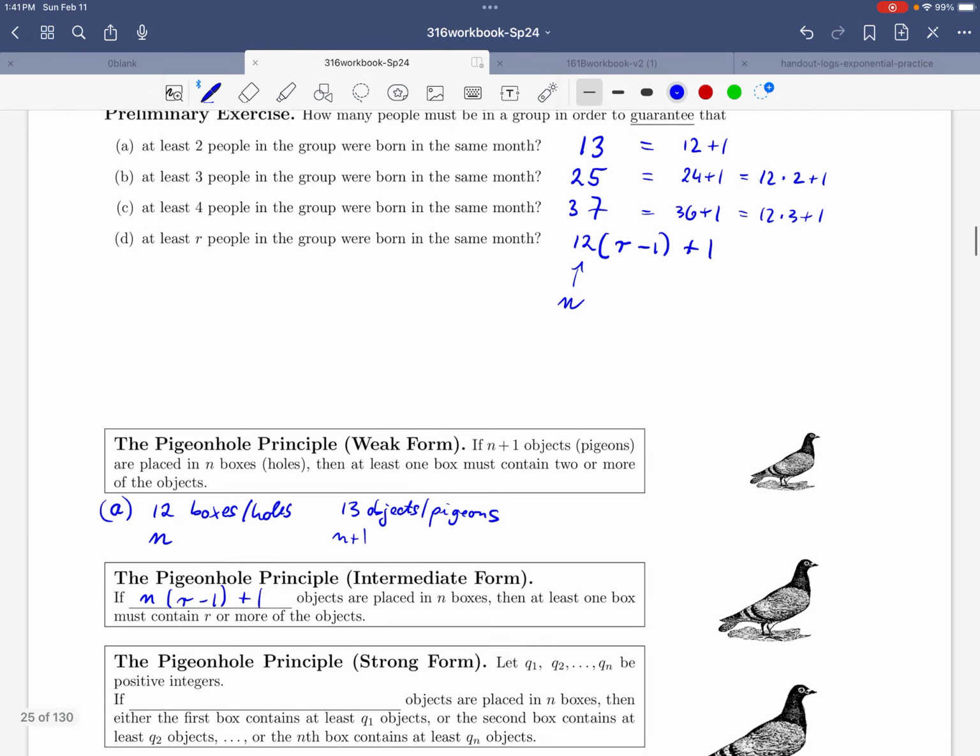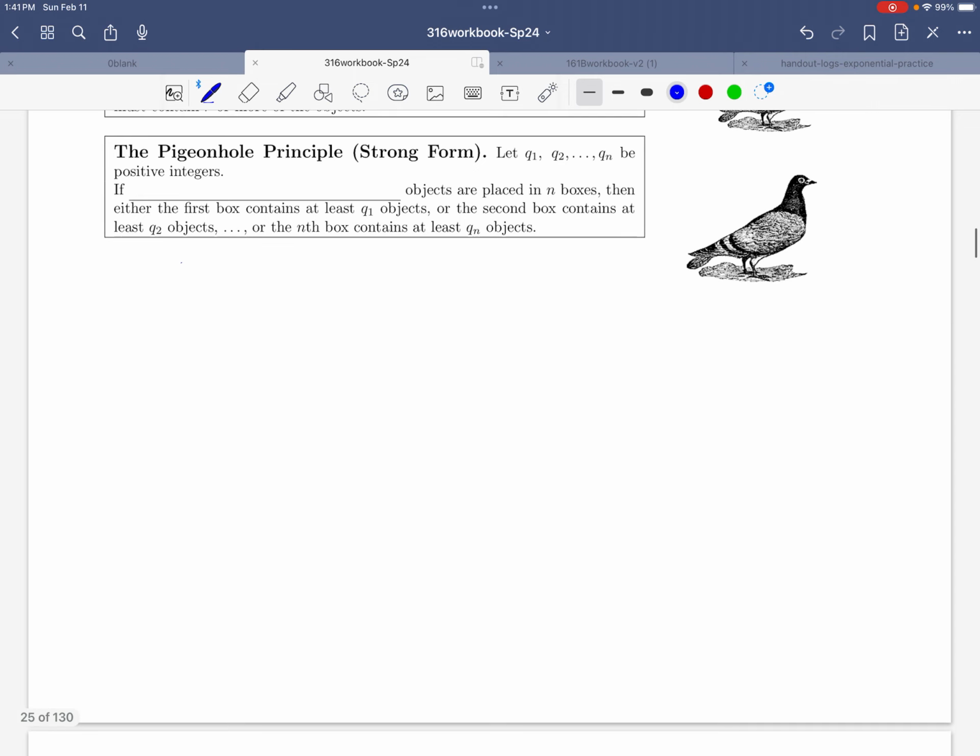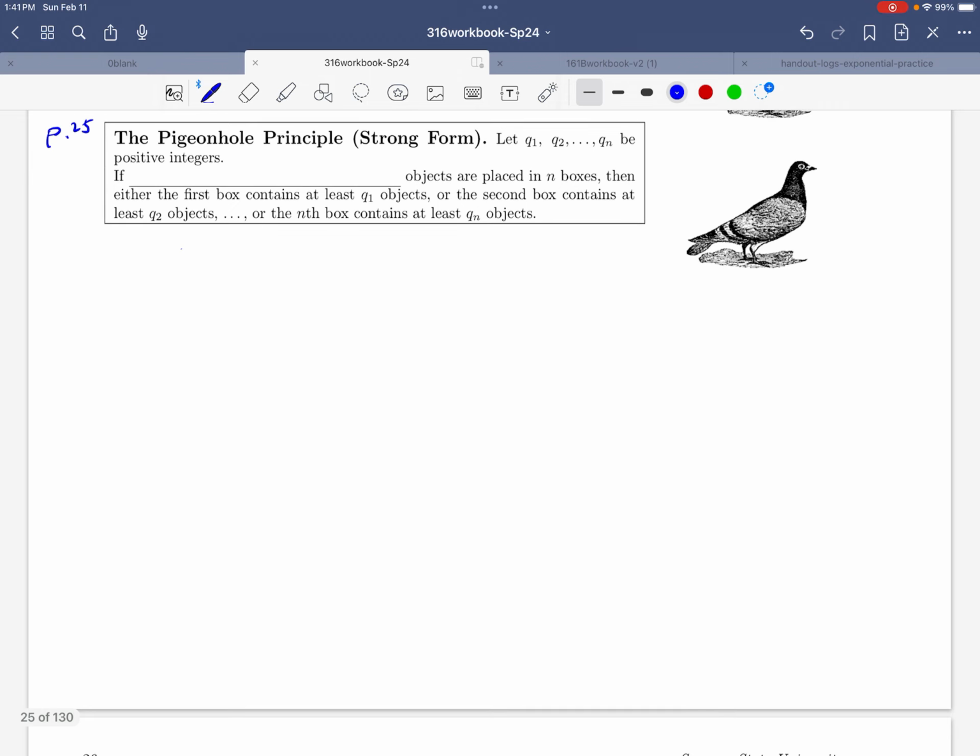I believe that this is on page 25 of your workbook. Okay, so we're going to take a minute to talk through what this principle is saying. You'll recognize it as maybe sounding similar to the previous versions of the pigeonhole principle, but being a bit of a generalization of that. I'd like to start by just filling in what this is saying, and then we'll actually write a short proof of it that might give us some insight into why this statement is true.